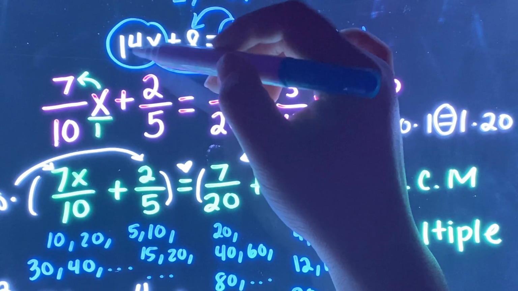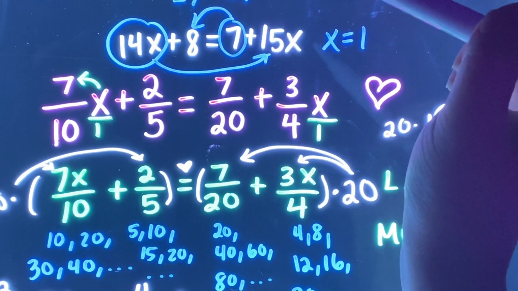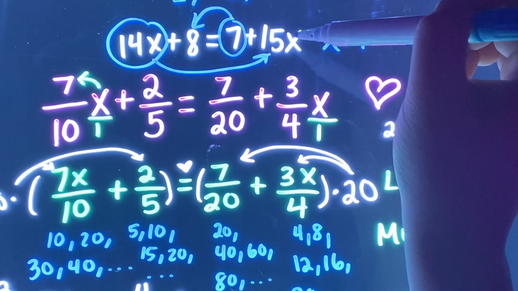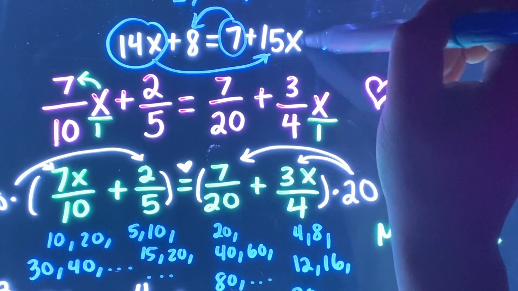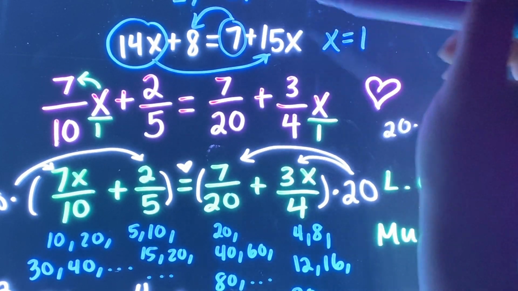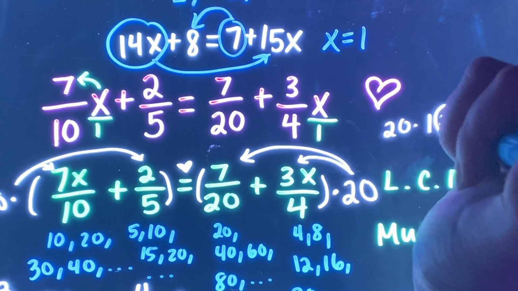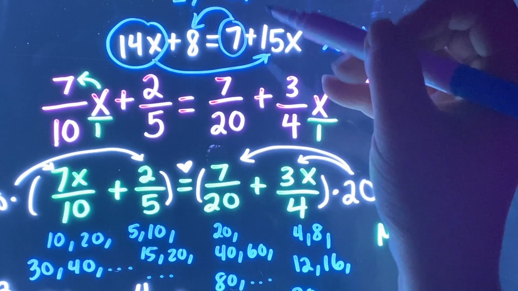And we can check that. 14 times 1 is 14, plus 8 is 22. 7 plus 15 times 1, so that'd be 15. 7 plus 15 is 22. Yep, that should be good. I'm hoping that works here.